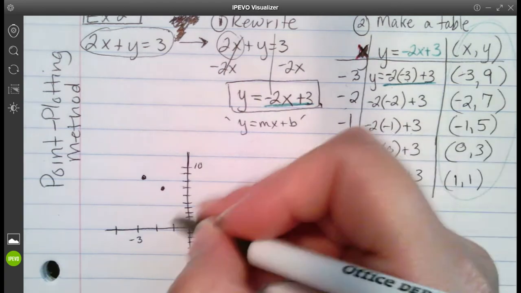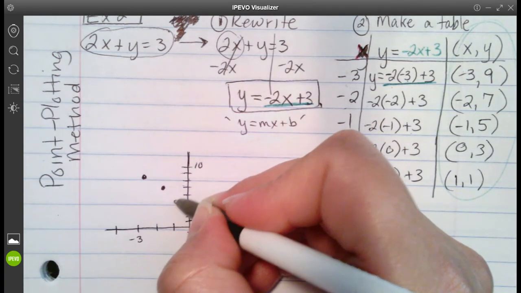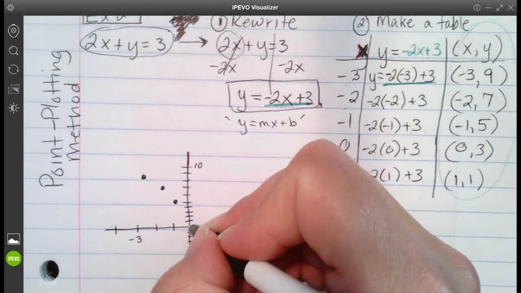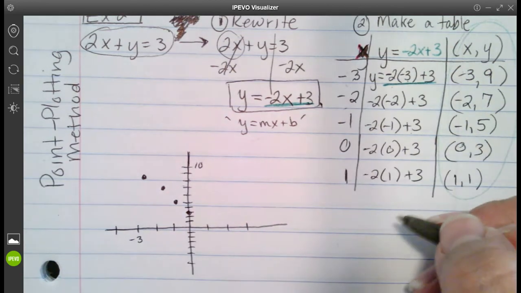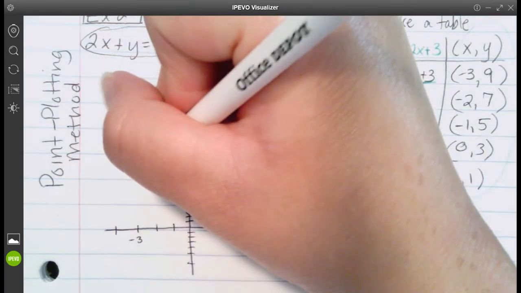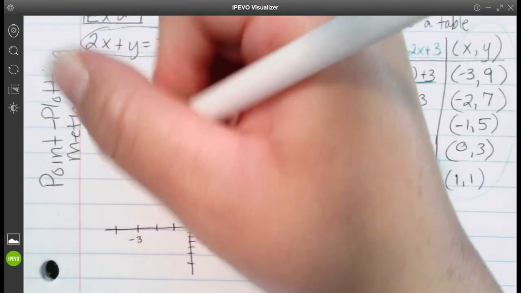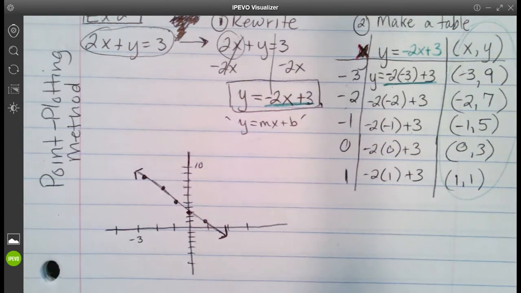Negative 1, 5. So 2 more down, 6, 5 right there. 0, 3. 0, 1, 2, 3. Okay. And 1, 1. So the general shape of our line looks kind of like this. Okay. And this is a pretty decent sketch of our equation, given some values.